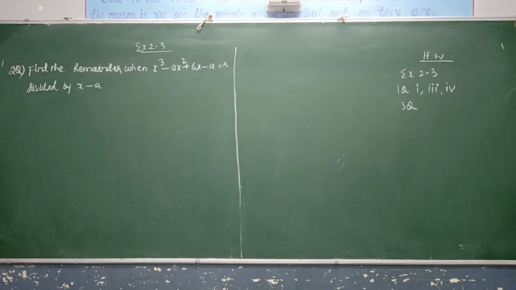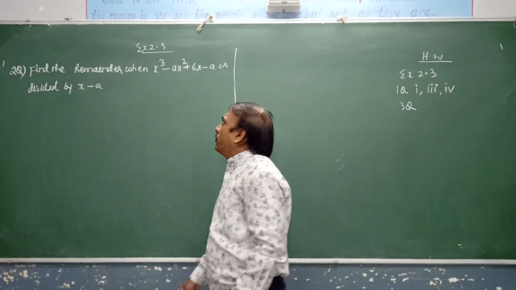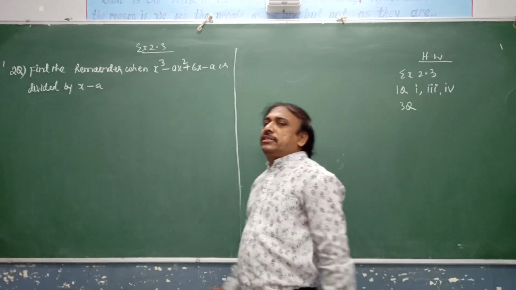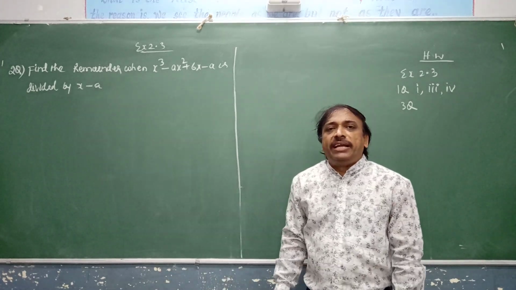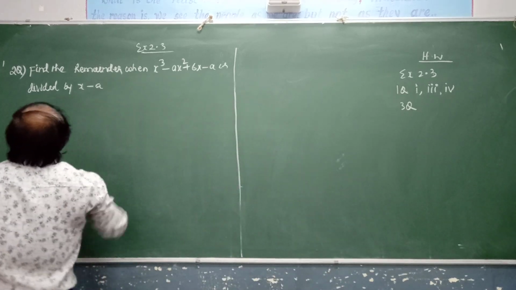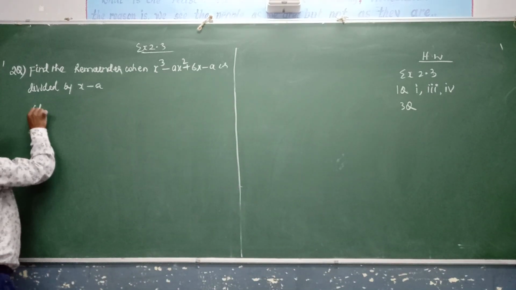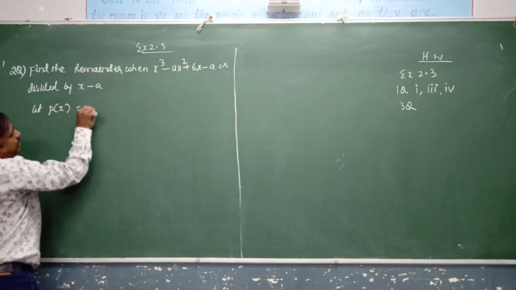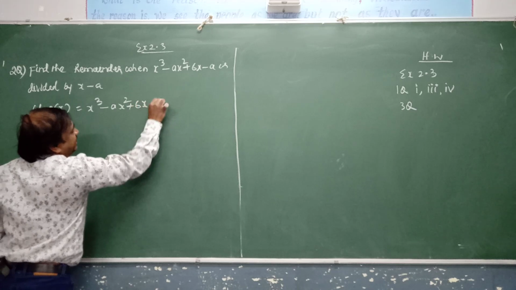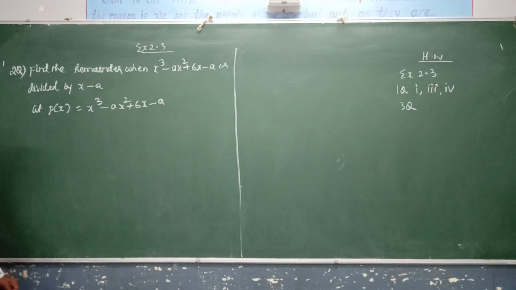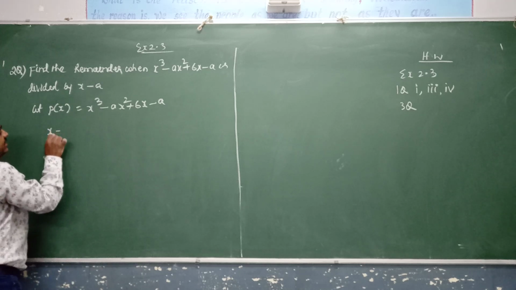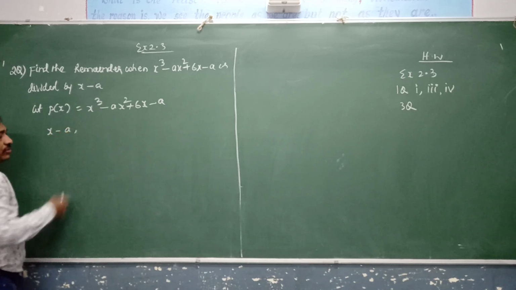Now we see one more question from the same exercise 2.3. Find the remainder when x cube minus ax square plus 6x minus a is divided by x minus a. Here, let p of x be equal to x cube minus ax square plus 6x minus a. As now we are dividing with this, x minus a is the divisor.